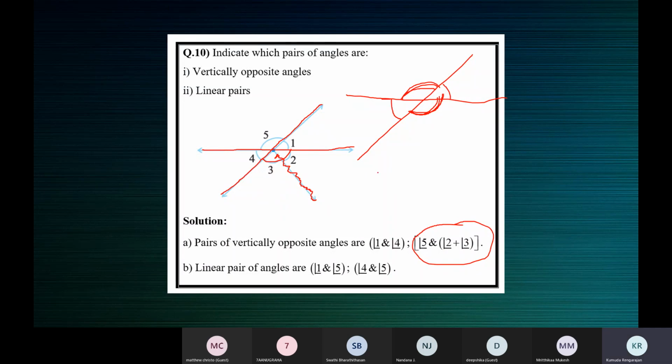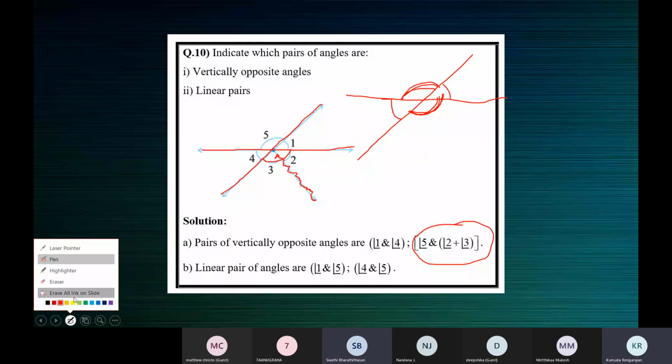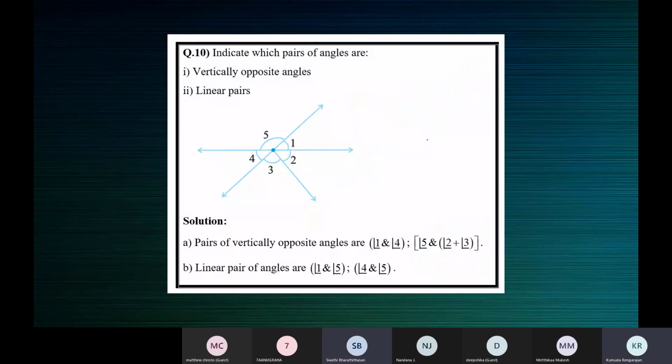And then linear pair of angles? Ma'am, it's a combined angle 1 and 5, ma'am. And angle 2 and 5, 4, and 2 and 4 also. Yeah, to identify linear pair of angles, identify the straight line and you should take a ray on it. Take a ray on it.